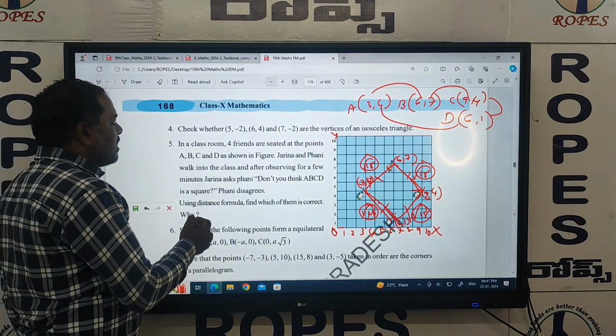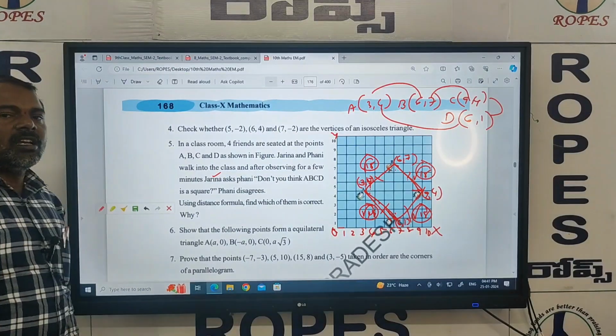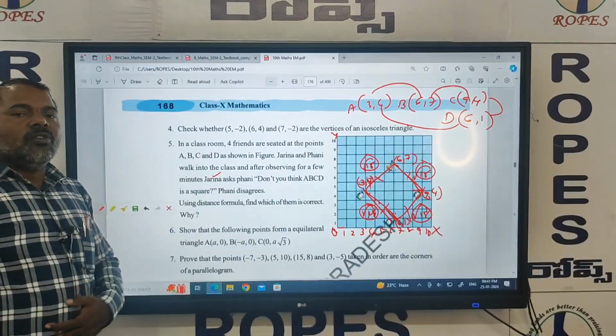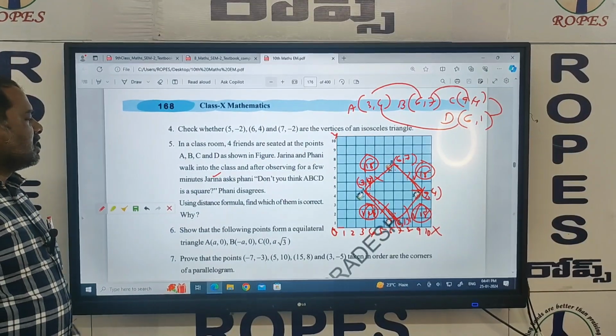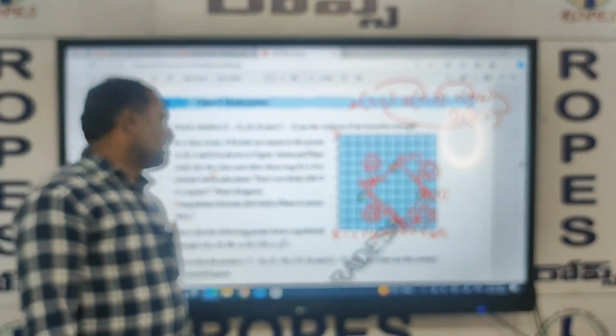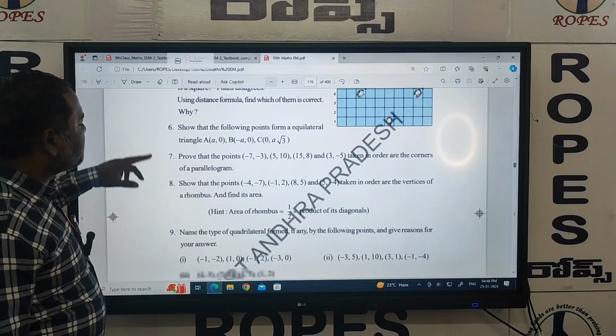Then who is correct among these two members? Then Zarina is correct. Okay, like this we have to find. This is also one of the important questions, when they are asking about a pictorial chart, then that is the correct approach. Okay, that is important. Now we will see the next one.